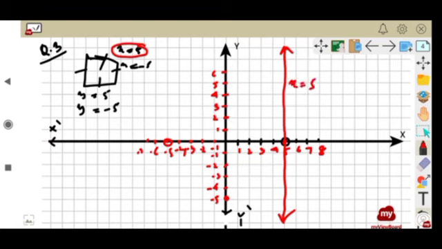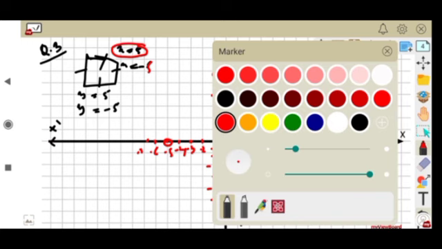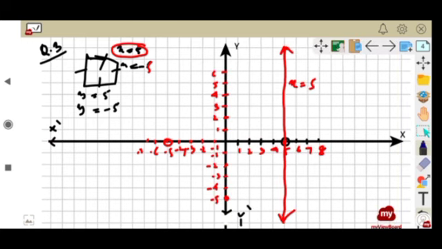Okay, next we have x equal to minus 5. So where is minus 5? Along the x-axis. I'll just change the color. Yeah, this is minus 5. Now we have to draw a line which passes through this. Sorry, I should draw from here. Yeah, this line is x equal to minus 5.